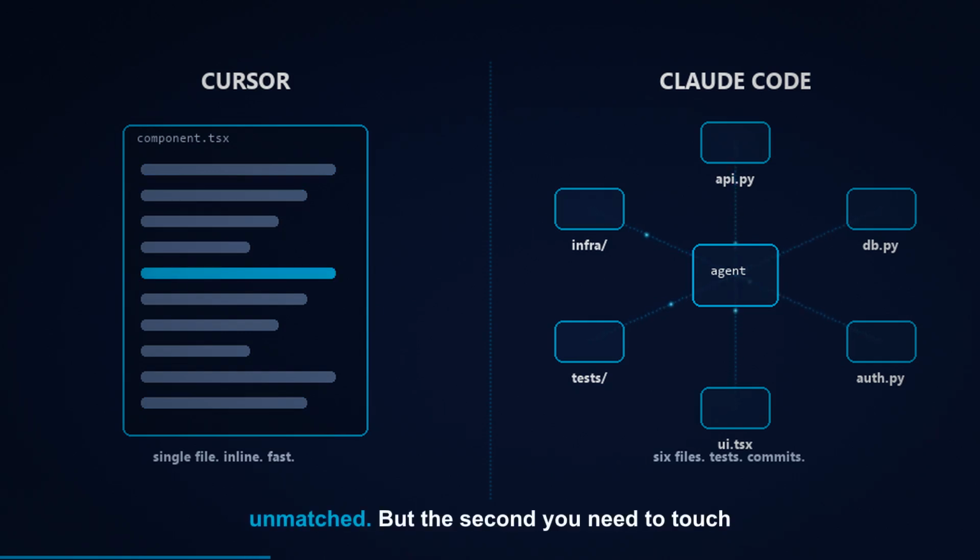But the second you need to touch 6 files, configure a FastAPI router, run a Postgres database migration, and test the backend integration, Cursor is the wrong abstraction. That is where Claude Code's agentic loop takes over. It reads your environment, executes the terminal commands, and closes the loop automatically.